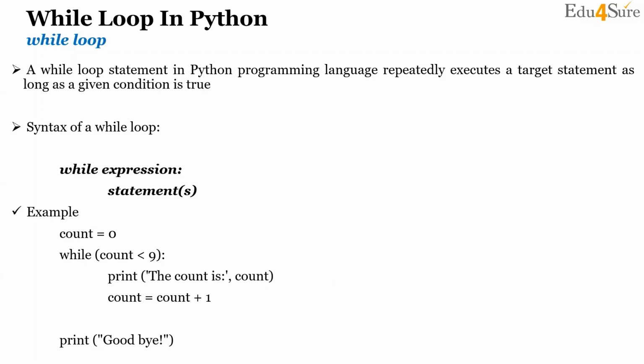The code statements given under while loop are print the count is count and incrementing the count by 1. These both statements will execute only till the count's value is less than 9. Once the count's value reaches greater than 9 or equals to 9, this while loop will exit and after which the print statement goodbye will be executed. Let's now quickly see how while loop will practically execute in PyCharm IDE.